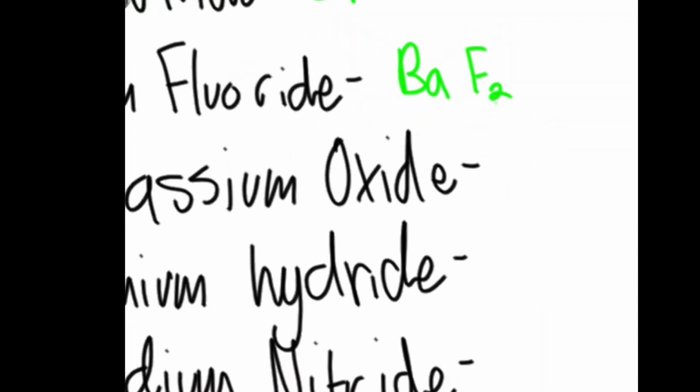Barium fluoride. We know barium is Ba. And we know fluoride is F. But barium has a 2 charge, and fluorine has 1. So we're just going to do a swap. So barium gets 1 and fluorine gets 2. Because 1 is just 1, anything multiplied by 1 is 1, we're going to leave 1 out.